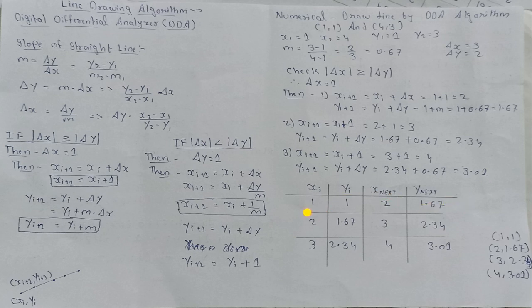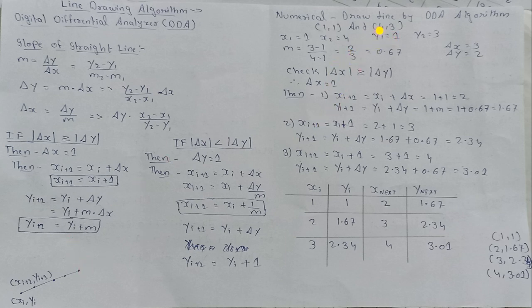Listen here. From the 1 comma 1 coordinate point we have started, and we have ended at 4 and 3. So 3.01 means 3 only, right? So we have here 4 and 3. Whatever the line is there, this is the x value and this is the y value from the starting point. This is the 4, the x value, and this is the 3, the y value. So this is the end point value.